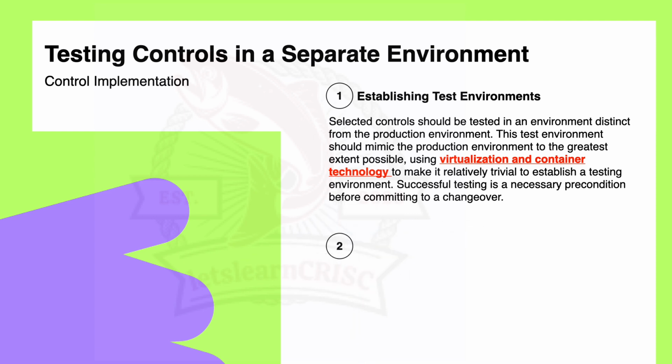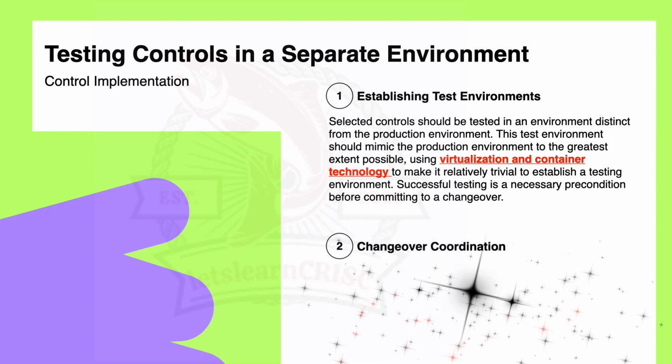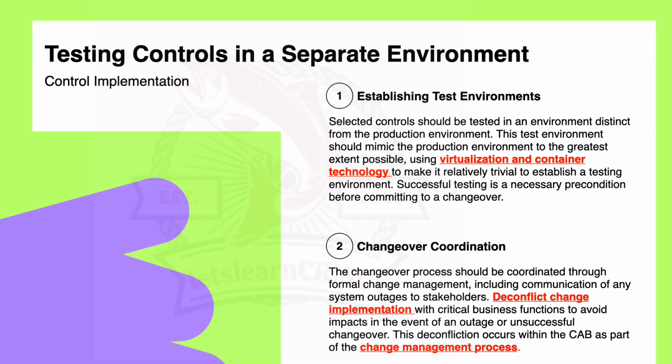Coming to the next, the changeover condition. Friends, when you are ready to apply the changes to the live system, it should be done in a well organized way. This involves communicating with the relevant people, avoiding disruption, and having a plan in case something goes wrong. Going back to the software update example, when it's time to implement the changes in the live system, you inform everyone involved, make sure that any system outage is communicated, and coordinate the process carefully. This ensures that the update doesn't disrupt important business functions.